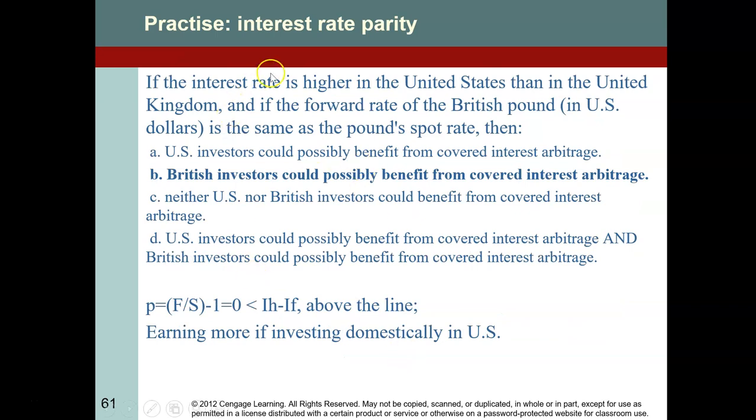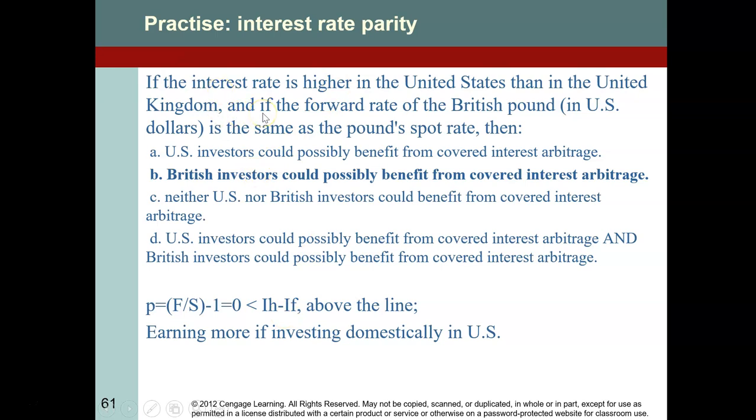Okay, so because here interest rate is higher in the US than the UK, our IH minus IF, the home interest rate in the United States minus the foreign interest rate in the UK, should be positive, should be larger than 0. How about P? It does not necessarily equal IH minus IF because we didn't say it's IRP here.